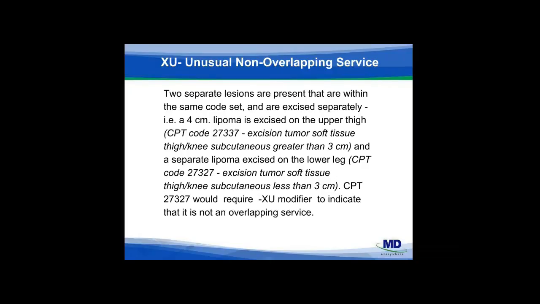And then for XU, unusual non-overlapping services, this is an area where 2 separate lesions are present within the same code set, such as a 4-centimeter lipoma excised from the upper thigh, and a separate lipoma excised from the lower thigh. Since the other one is in a separate and non-overlapping site underneath the thigh, the XU modifier would be appropriate to indicate that these are unusual and non-overlapping services, and thus separate reimbursement would apply.